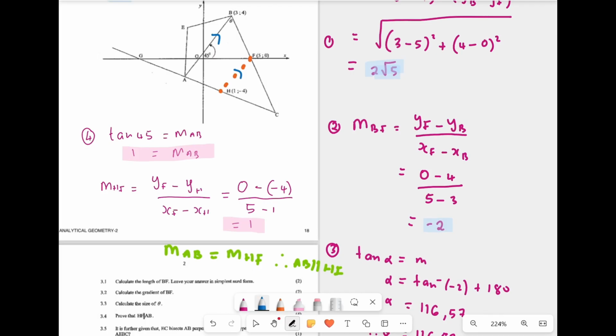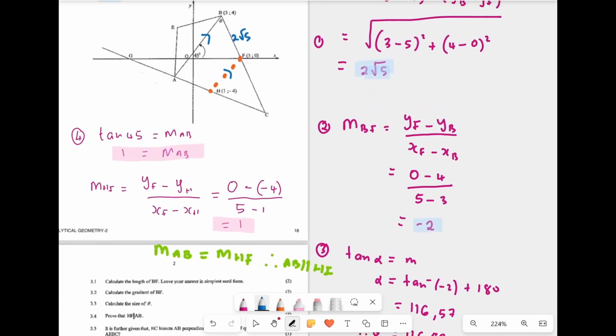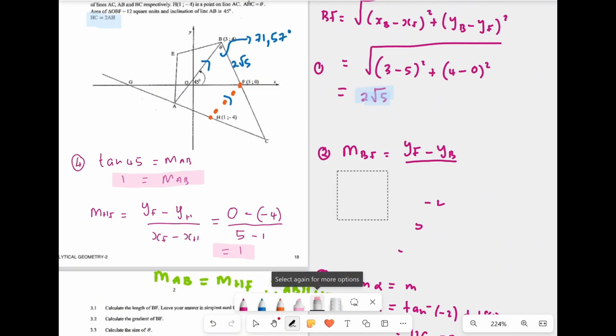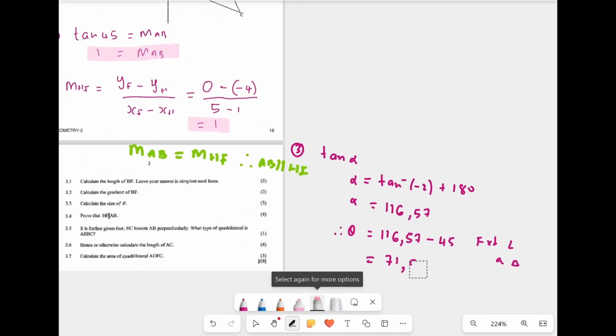So let me put this in my diagram. We have 2 root 5, and the gradient of GF as minus 2. And then we calculated the angle theta as 71.57, so maybe I can say this is 71.57. Now, let's move to question number 5.